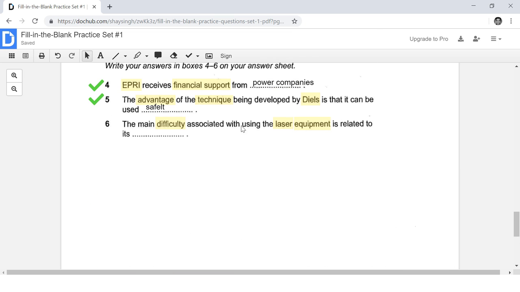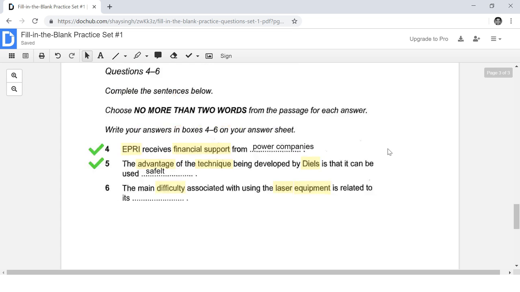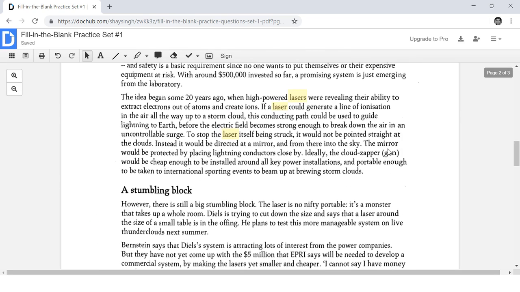The main difficulty associated with using laser equipment is related to its... Okay, we are looking for a difficulty that has to do with lasers, and I haven't found our answer here. So I'm going to read one more sentence. To stop the laser itself being struck, it would not be pointed straight at the clouds.